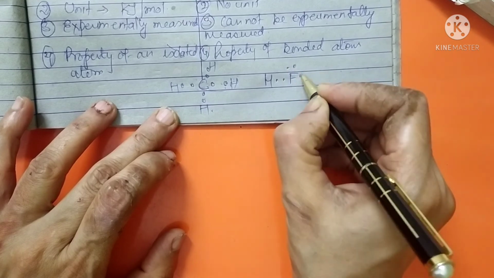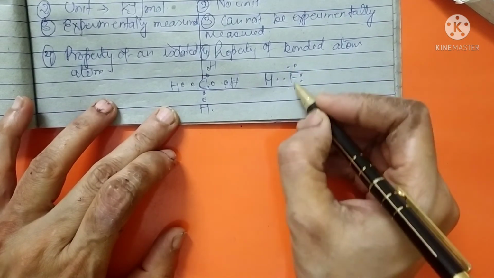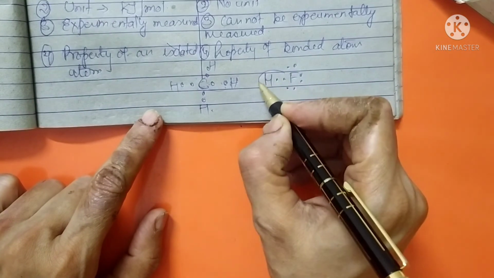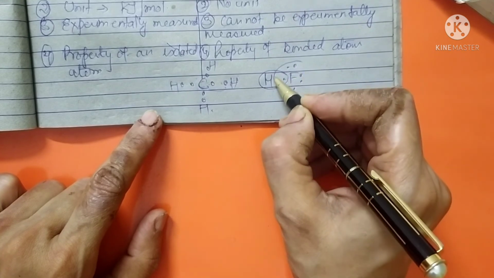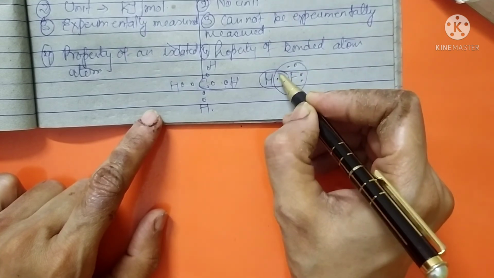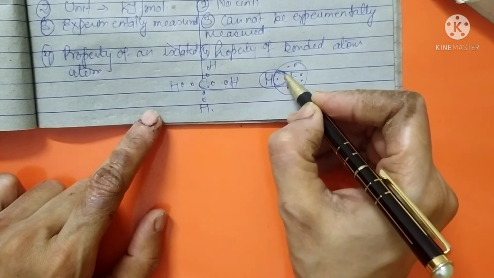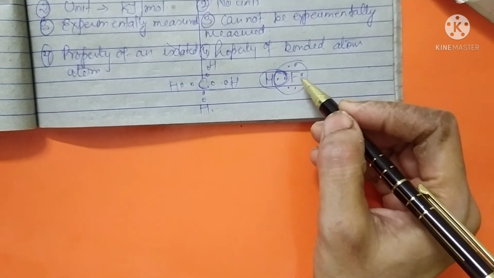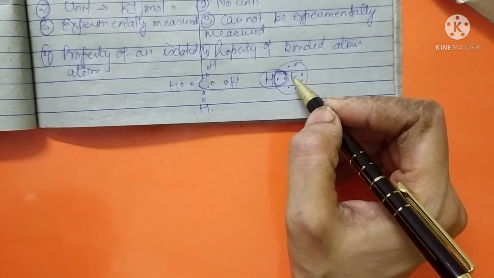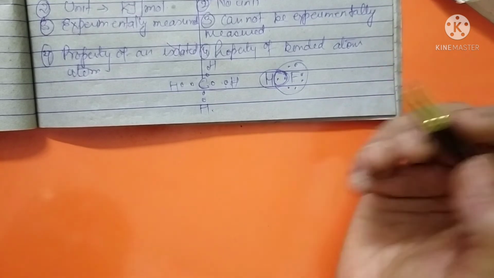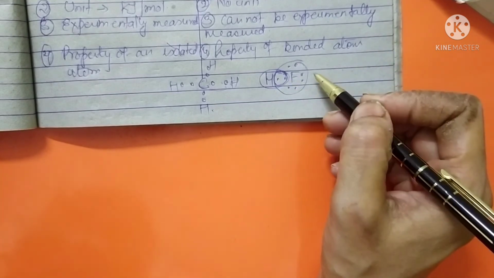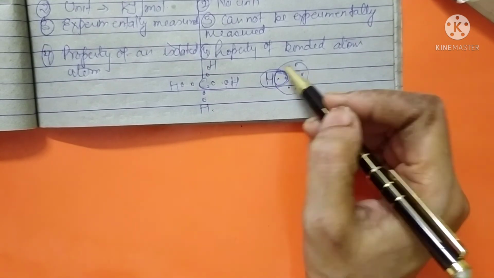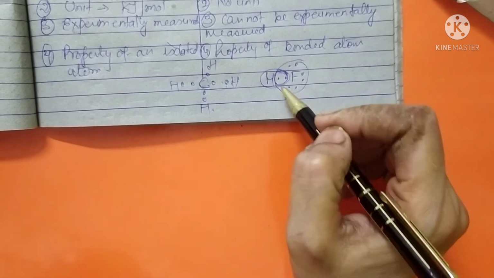Fluorine has atomic number 9, with 7 electrons in the outermost shell. This is the shared pair of electrons of hydrogen and fluorine. Out of these two elements, which element will attract the shared pair of electrons towards itself, meaning the electron density will be more towards whose side? It will be more towards fluorine, because fluorine has more tendency to attract this shared pair of electrons in this bonded molecule.